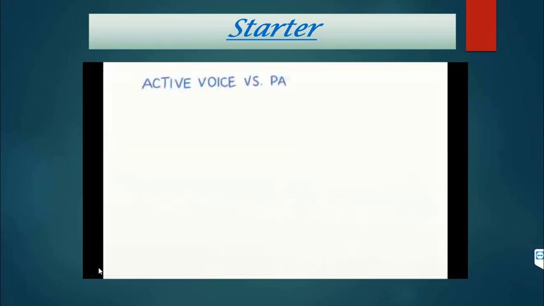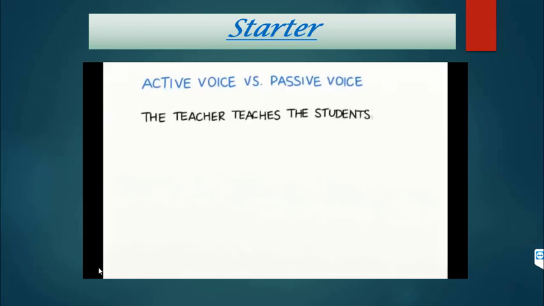Let's talk about active voice and passive voice. Look at this sentence. The teacher teaches the students. In this sentence, the teacher is the subject because the teacher performs the action. The teacher, the subject. The action in this sentence is teaches. The students are the object because the students receive the action.